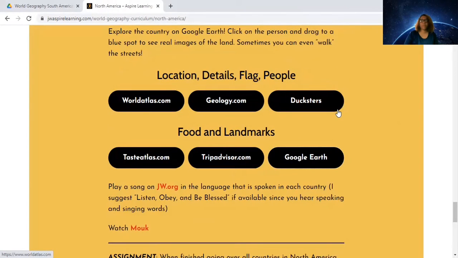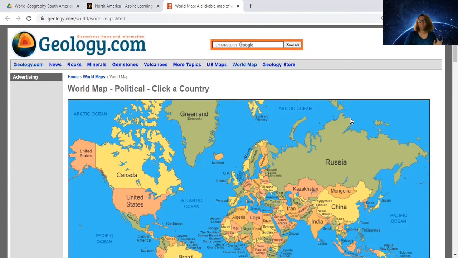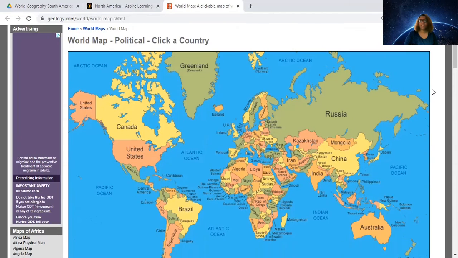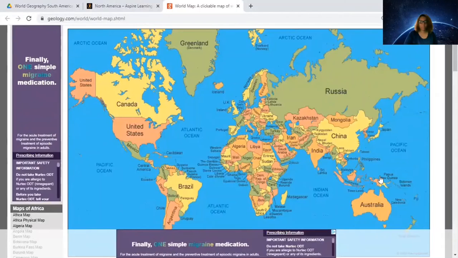Then these are some websites you can use. So, worldatlas.com, let's actually do geology.com first. I should have put that one first. It might be reversed. The nice thing about this is you see the whole world map. And these websites, they're free, so they'll have ads popping up all over.